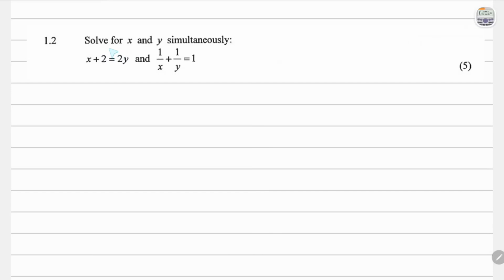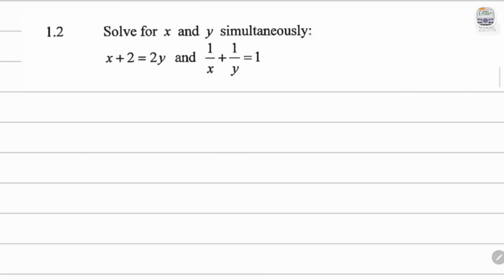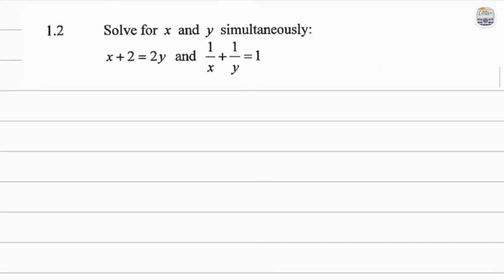Question 1.2 says solve for x and y simultaneously. So from these two equations, which can we make a variable subject? Because the whole point is they're simultaneous equations, so we need to equate them. We're really just trying to find their points of intersection. So we need to be able to substitute one equation into the other, so we need to make something the subject. Now, this equation has x sitting on its own like that, so we can actually make that the subject.